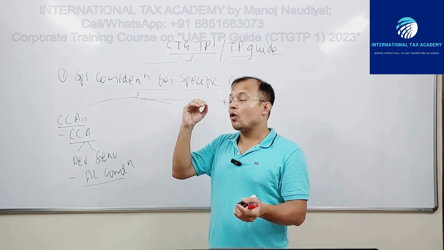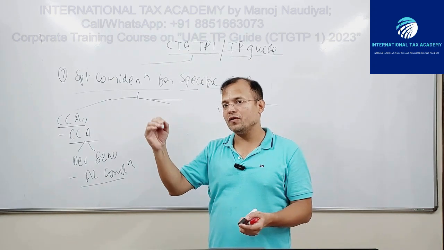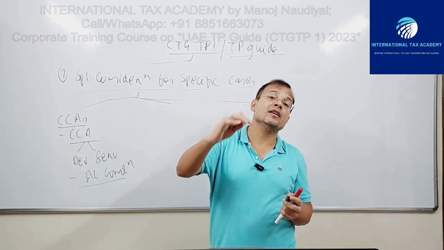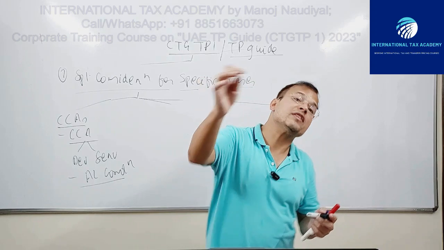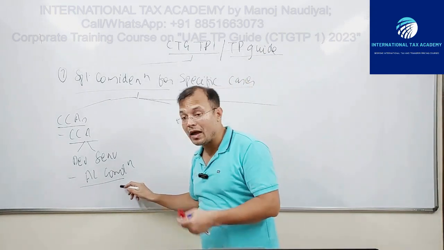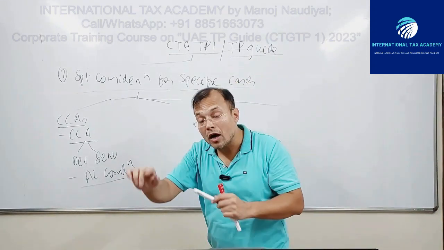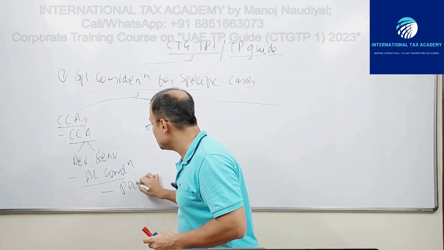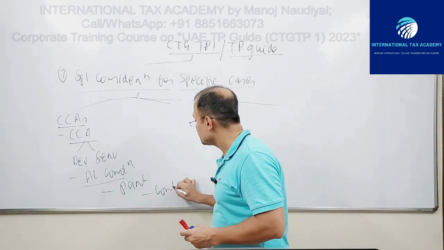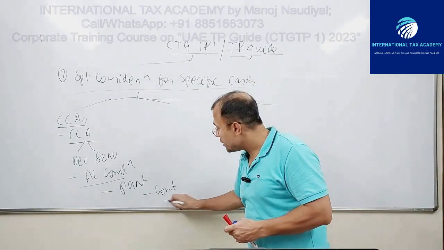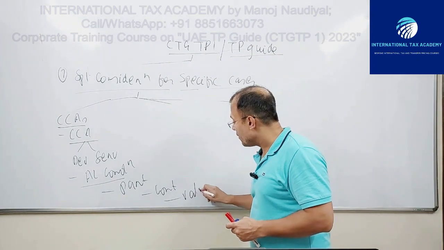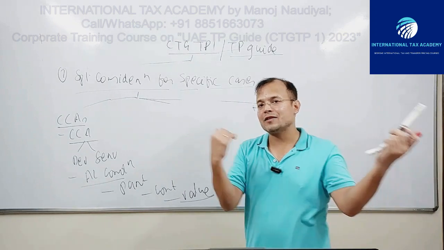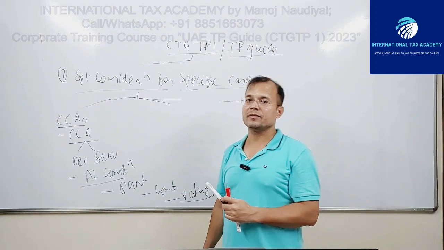The contribution of every participant of a CCA, his proportionate share of the overall contribution, should match with his proportionate share of the overall expected benefits out of the CCA. So this is how you apply the arm's length principle to the CCA. You determine who is a participant. You measure his contribution. And then you apply the value. That is, the value of the contribution should match with the expected value of the benefits.